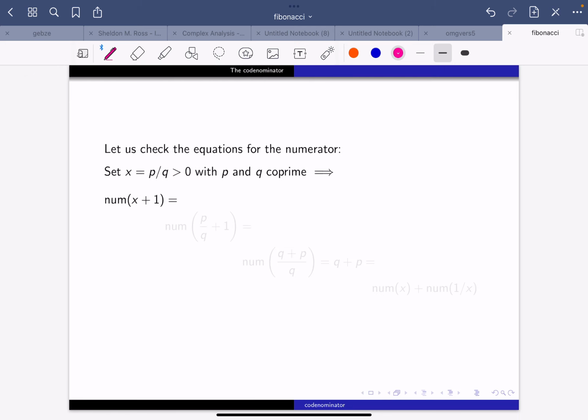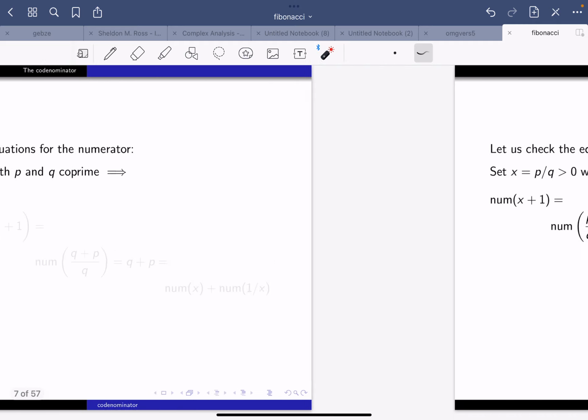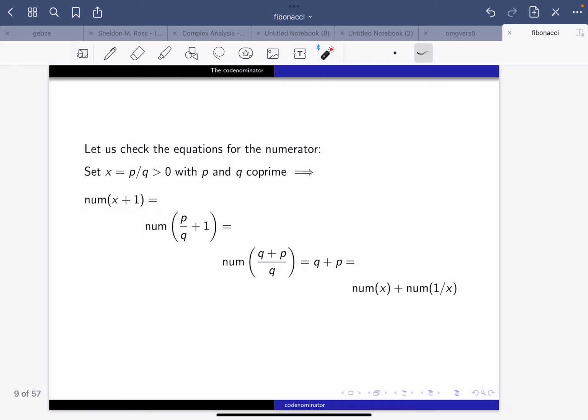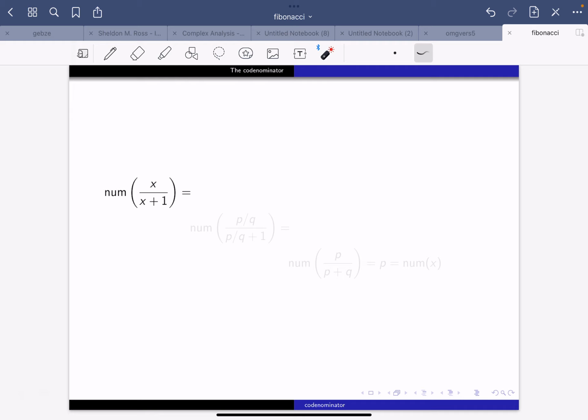Let's check these equations for the numerator function. If we set x equals p over q again in a reduced form, then the numerator of x plus 1 equals numerator of p over q plus 1, which equals numerator of p plus q over q, which equals q plus p, what we have here. And what is p? p was the numerator of x, and q here was the denominator of x, which is just the numerator of 1 over x. So we get the first functional equation, numerator of x plus 1 equals numerator of x plus numerator of 1 over x. What about the second equation?